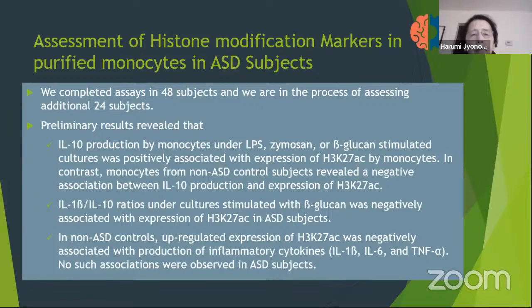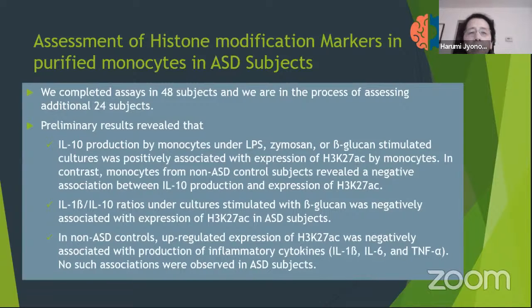But at least for the current condition, H3K27AC tends to continue to be upregulated in ASD patients, which is a little different from the reported histone modification marker pattern in trained immunity, at least in mouse models and some of the human studies. So it seems a little different in the ASD patient.